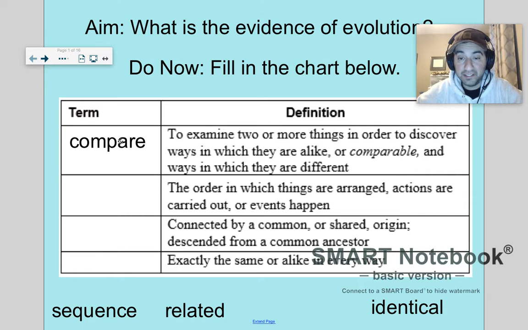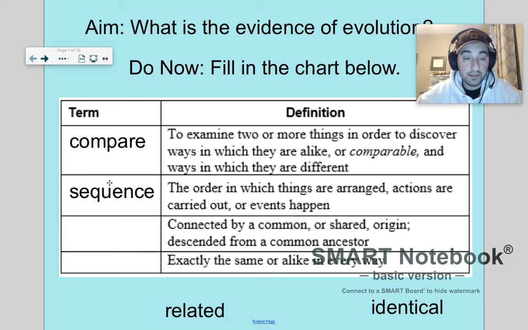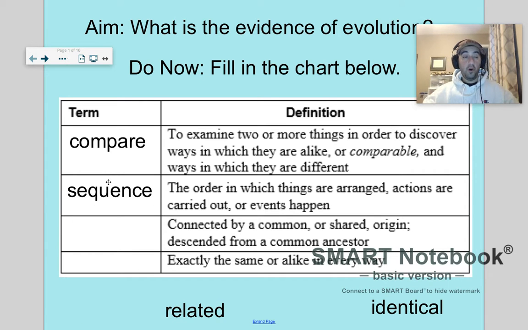Let's look at the second definition. It states the order in which things are arranged, actions are carried out, or events happen. Which term matches up? The correct response would be sequence. Sequence equals order, the sequence or the order of things happening or arranged.